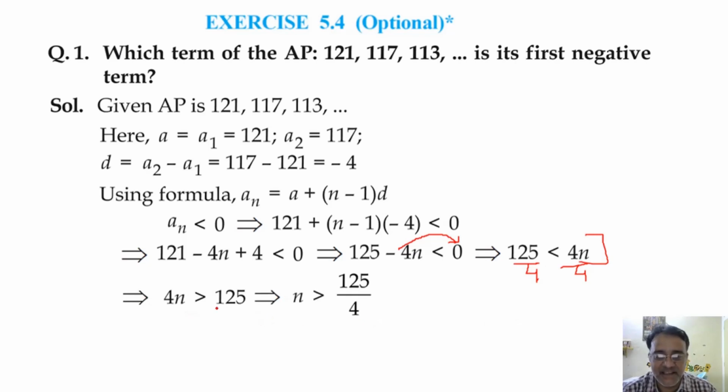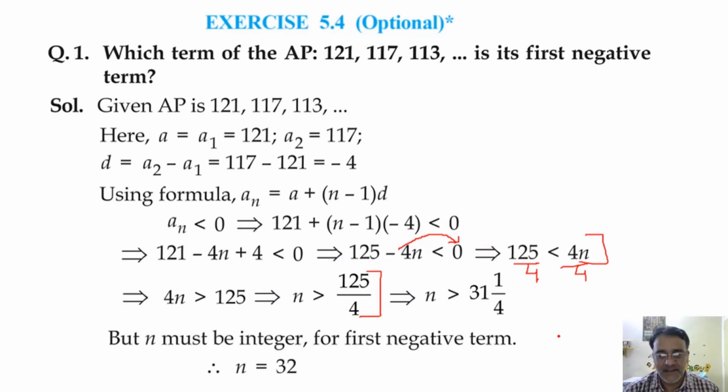n is greater than 125 by 4, and 125 by 4 is nothing but 31.25. So the value of n which is greater than 31.25 is 32. Clear? Hence, the 32nd term is its first negative term. Any doubt in this question?